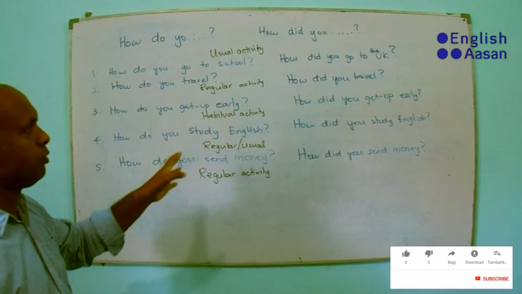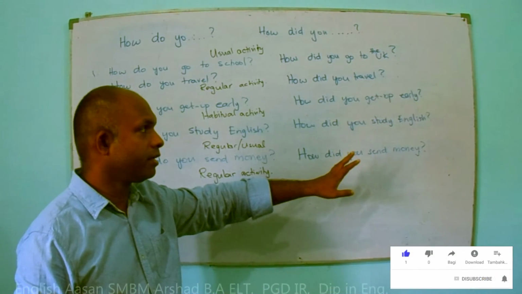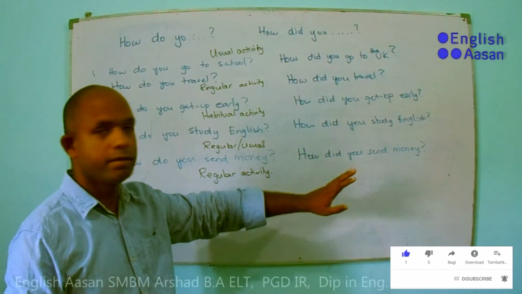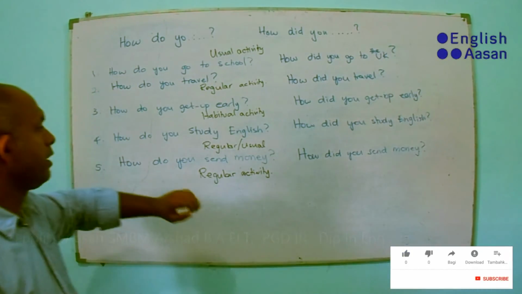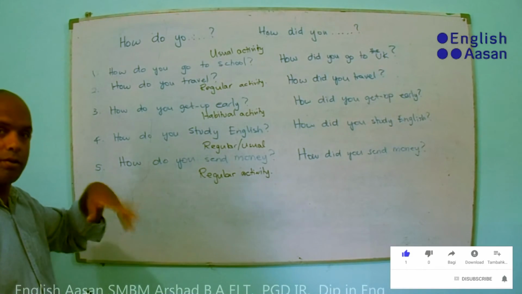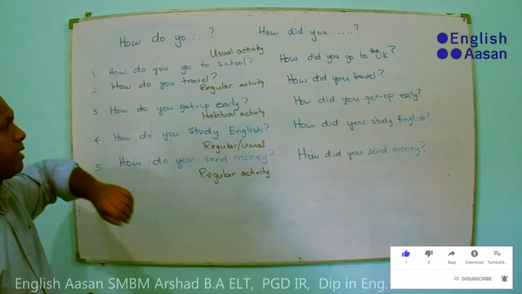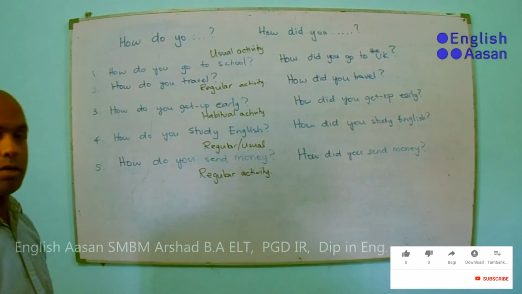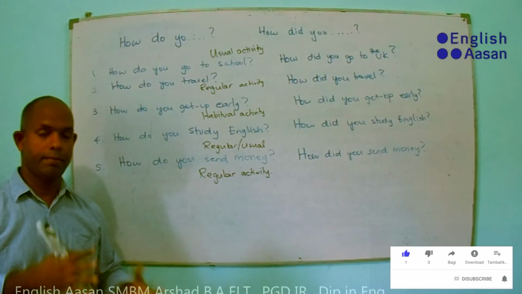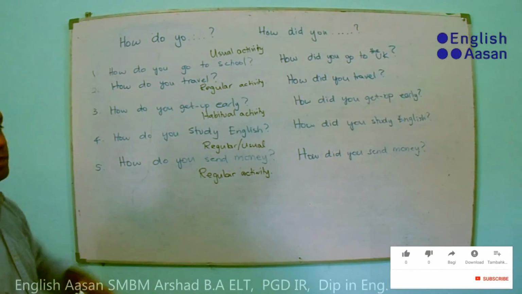So compare these two types of questions. In this type of question, the activity has already finished, that has already been done. And here this activity is not finished, it either continues frequently on a regular basis, or that is the habit of the person, or that is a usual activity, or that could be a natural activity. How do you: something happens in a regular manner. So these are two different types of questions.